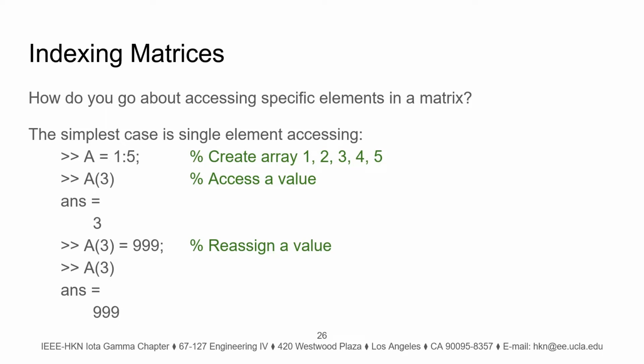Now, if you do A(3) = 999, that reassigns the value within A at the third item in the array, to 999. And now if you call A(3) again, you'll get 999 because that's what you just set it to.